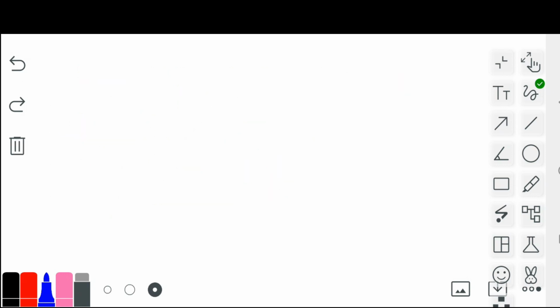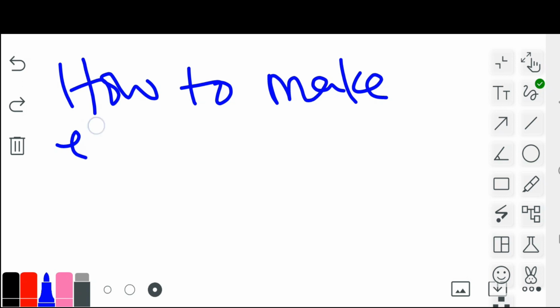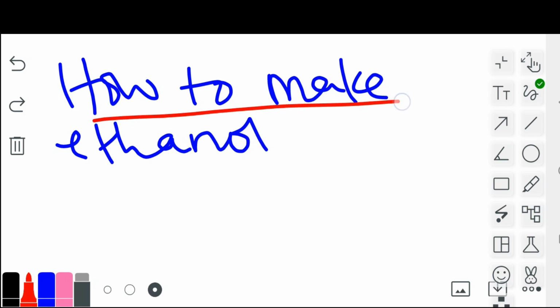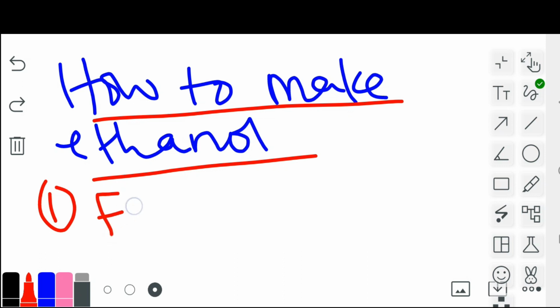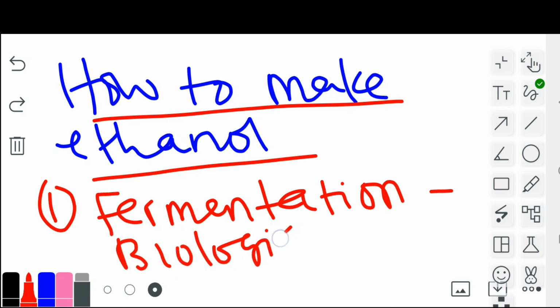Now we also look at how to make ethanol. When you look at the ways in which you can make ethanol, there are two ways. The first one is normally called fermentation. This is also referred to as a biological way of making ethanol.